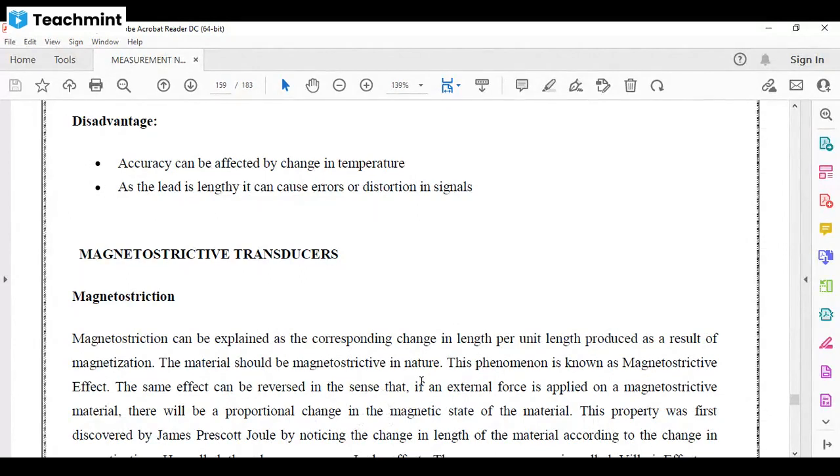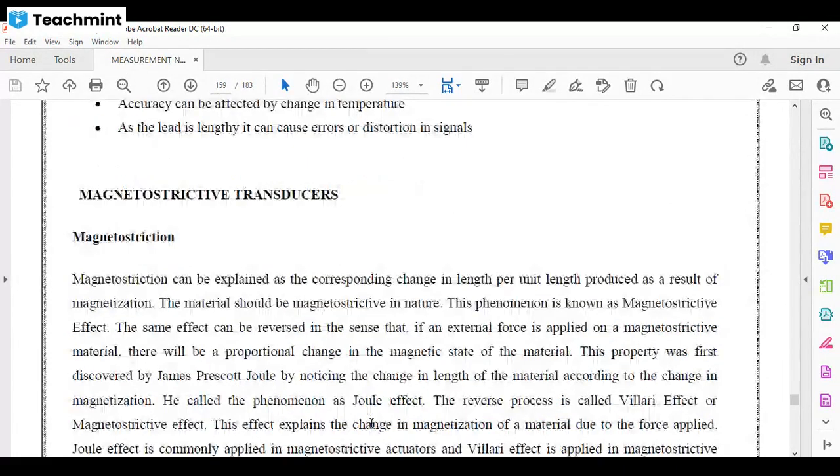If an external force is applied on a magnetostrictive material, there will be a proportional change in the magnetic state of the material. The property was first discovered by James Prescott Joule by noticing the change in length of the material according to the change of magnetization, and he called the phenomenon the Joule effect, and the reverse process is called the Villari effect or the magnetoelastic effect.